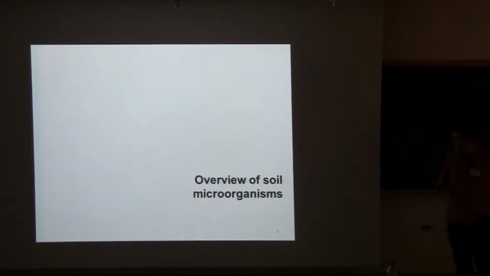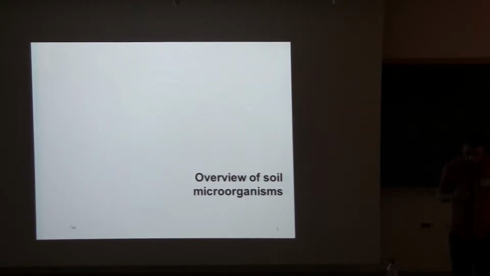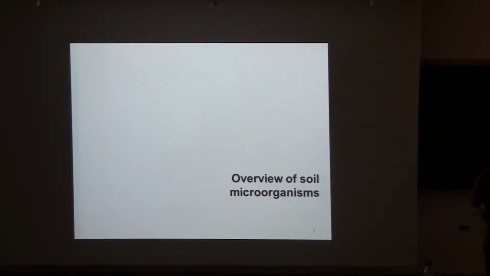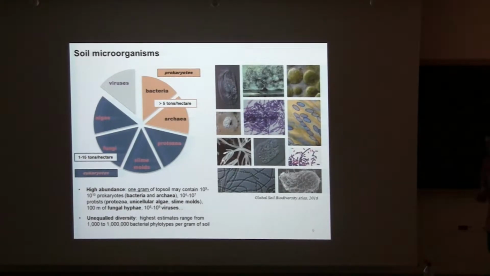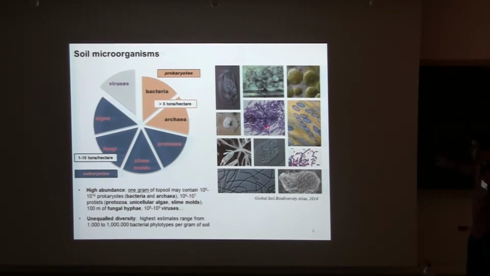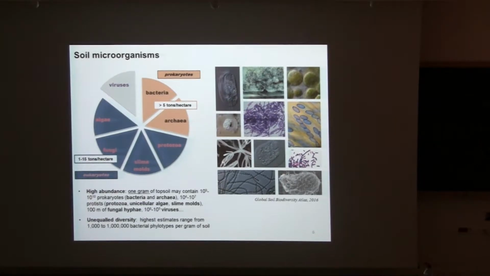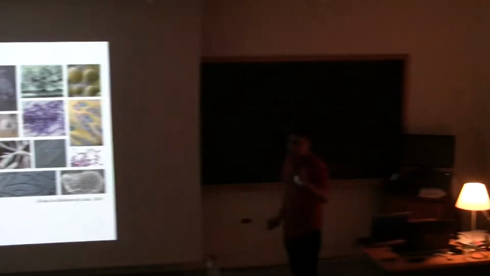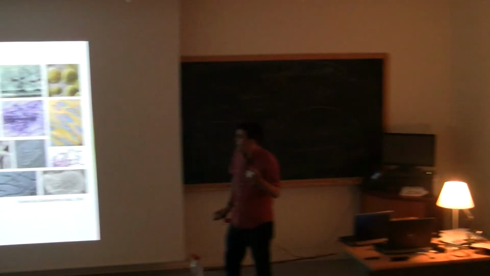So let's jump right in with soil microorganisms. What do we talk about when we talk about soil microorganisms? We talk about a vast diversity of organisms, with really different types of cells. We can find, for instance, bacteria and archaea, which are the simplest unicellular organisms. They are called prokaryotes because they do not have a nucleus. They are the simplest and most ancient forms of life.